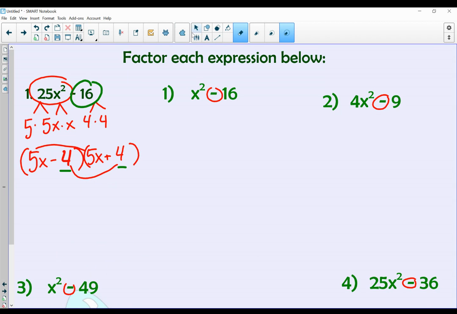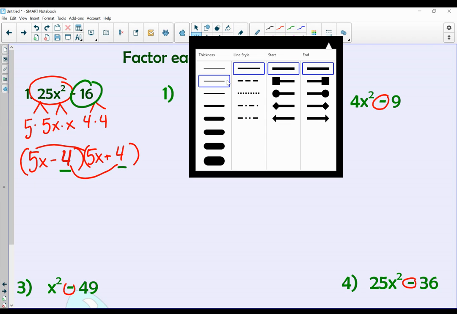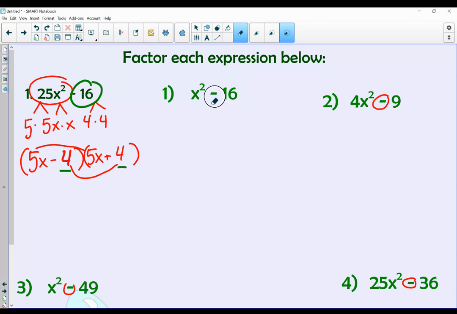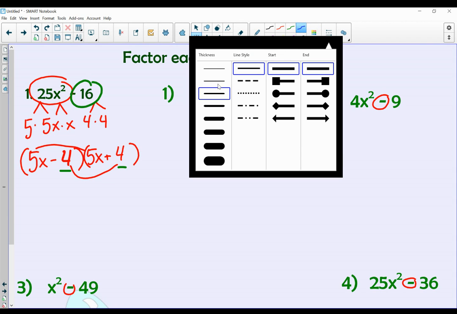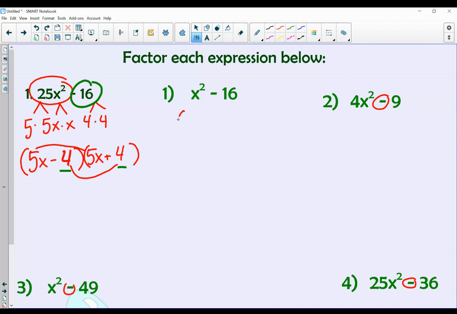So now I'm going to look at the next one. The next one is x squared minus 16. So I'm like, okay, well, what's the perfect square of 16? We just said it was 4. And we just said the perfect square of x squared.